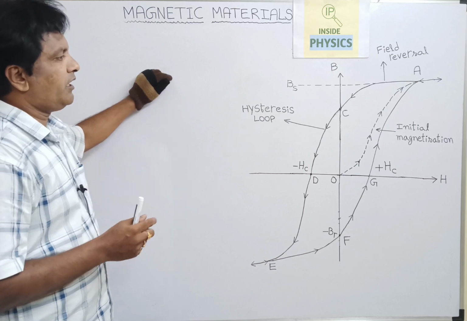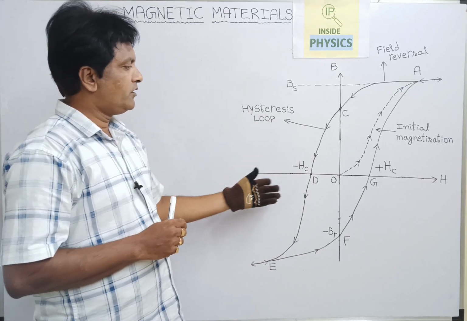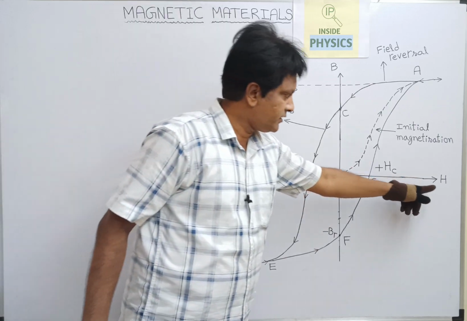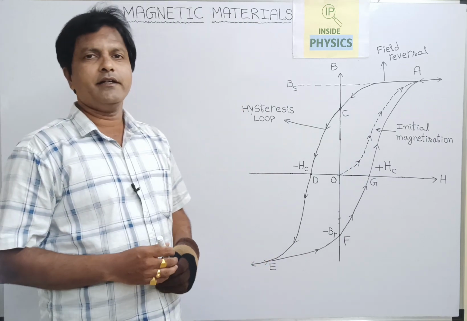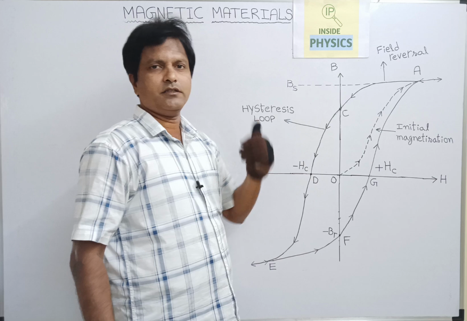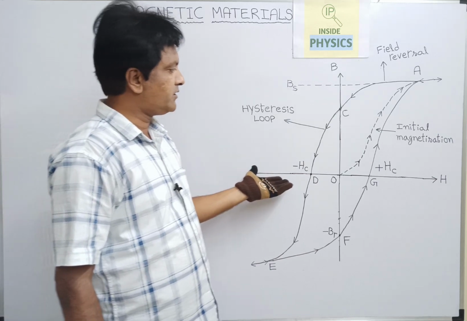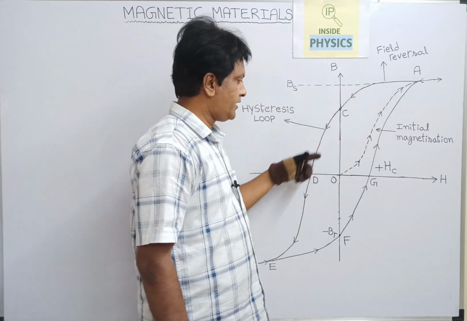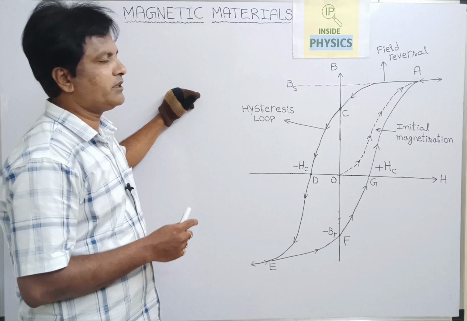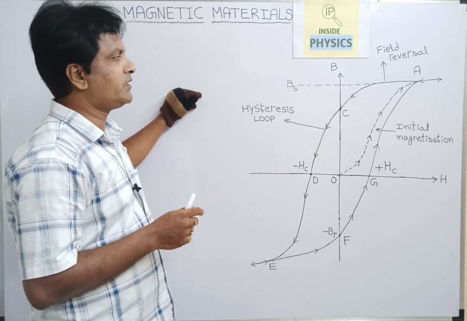So here I will explain the hysteresis curve or loop, which we can understand by this diagram. H means applied magnetic field, and B is the magnetic flux density. We are taking a graph which represents the whole cycle of magnetization and demagnetization, and it happens only when the material is in an external strong magnetic field.